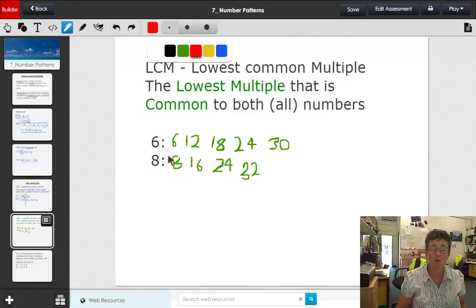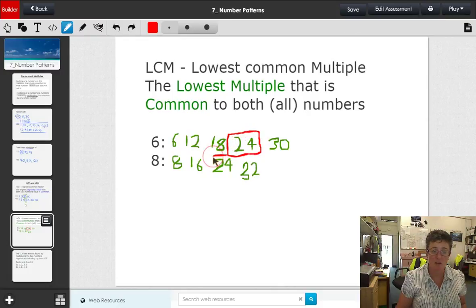So we're looking at a multiple, so a number that multiplies together to make each of the numbers, and it's common. So in this case, the first number that is common in both is 24. And in this case, we've only done up to there, so that's all we have. So it's the lowest number that's common for both. As you know, if we kept going, we would get other numbers that are common, but this is the lowest number that's common for both.